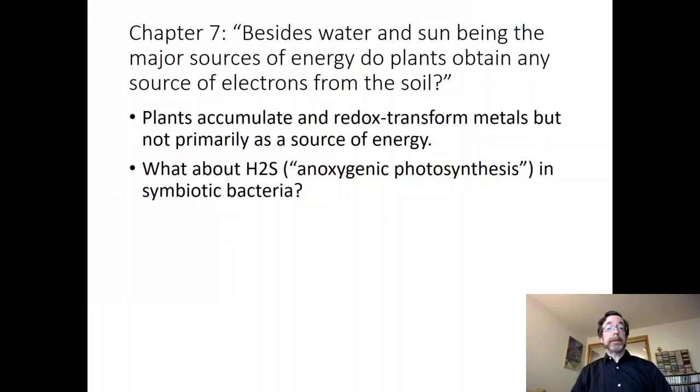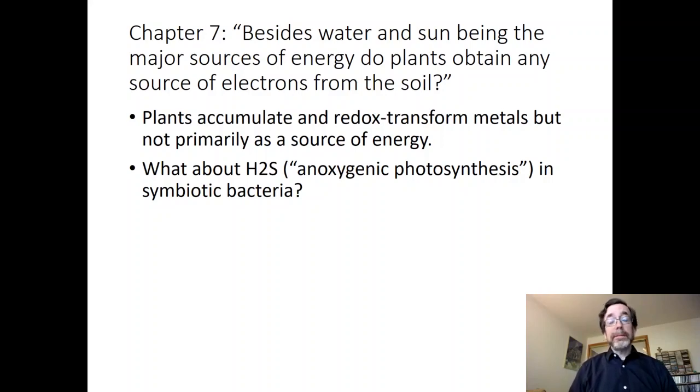Another question from Chapter 7. A lot of people want to talk about plants. A question also about photosynthesis. Plants get their electrons from water. Do plants obtain any source of electrons from the soil? I can't imagine that they obtain many electrons from the soil, but the way you phrased the question was not, do they obtain many electrons from the soil? Do they obtain any electrons from the soil?